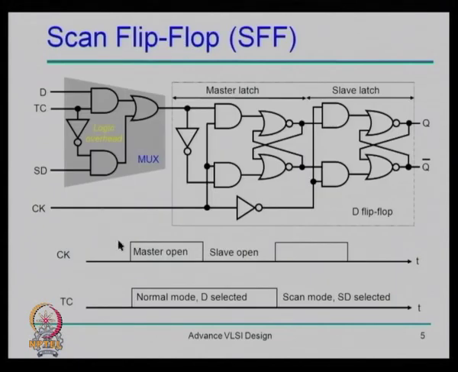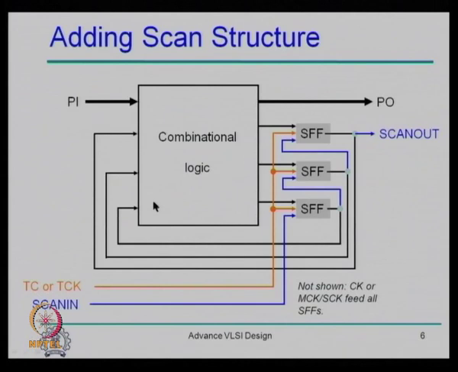The sequential test generation problem is reduced to the combinational test generation problem. This is the design of a scan flip flop, wherein we use a master slave D flip flop and a multiplexer before that. You have the test control input, the scan data input, this D input from the circuit, and this is your clock. As I said, we need three additional signals: one is scan in, one is scan out, and another is the test control or test clock, whatever we say. This signal controls all the multiplexers associated with these flip flops, and the scan in and scan out provide you the shift path. So now you can load any value, and when you generate the test, you need to generate the test for the combinational logic.